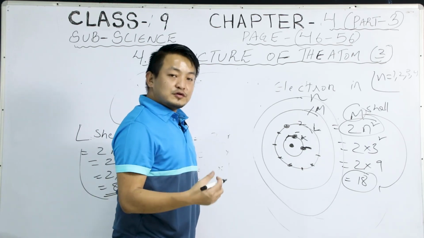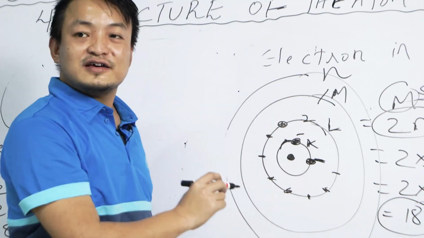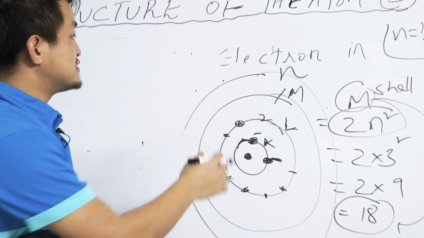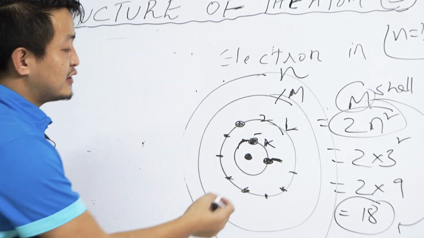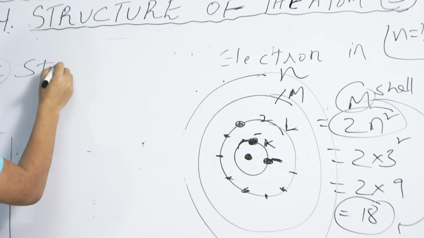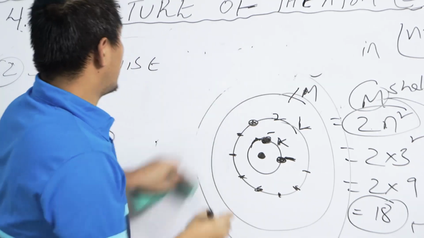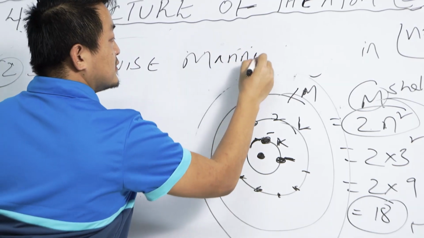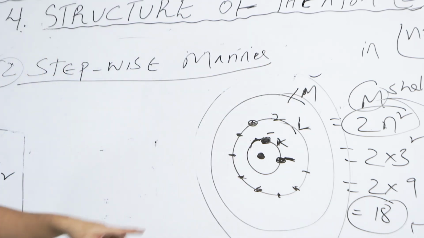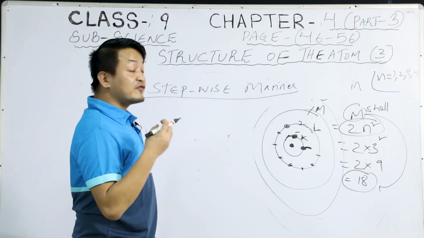Now, students, the second rule is how electrons are filled. Let me tell you. We cannot just fit the electrons from here. The electrons are filled in a stepwise manner. They will start from the first shell. Electrons are filled in a stepwise manner. Clear? This is very simple. Electrons are filled in an orbit in a stepwise manner. So we are done with the first two rules.